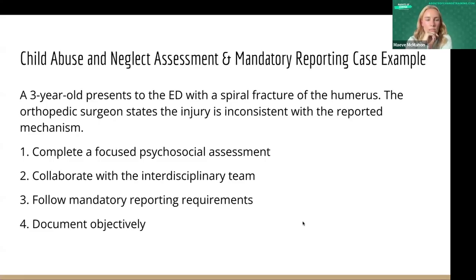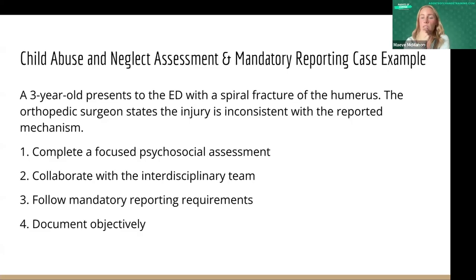So again, what we would be doing is completing a focused psychosocial assessment, collaborating with the interdisciplinary team. Again, we talked about the interdisciplinary team earlier: the nurses, the doctors, the APNs, the CNAs, everyone who is touching this patient. We collaborate with them, follow mandatory reporting requirements, and document objectively. When you are talking to a family in this situation, doing a psychosocial assessment, what are some of the questions you feel like you would be asking this patient or this family?